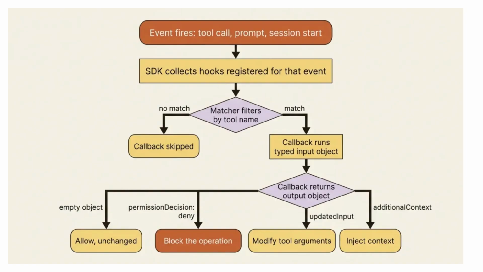One limit is worth fixing in your mind early. Matchers filter by tool name only, not by file paths or arguments. To act on a specific path, you check tool input inside the callback. The matcher gets you to "this is a write." Your code decides "this is a write to a path I care about."